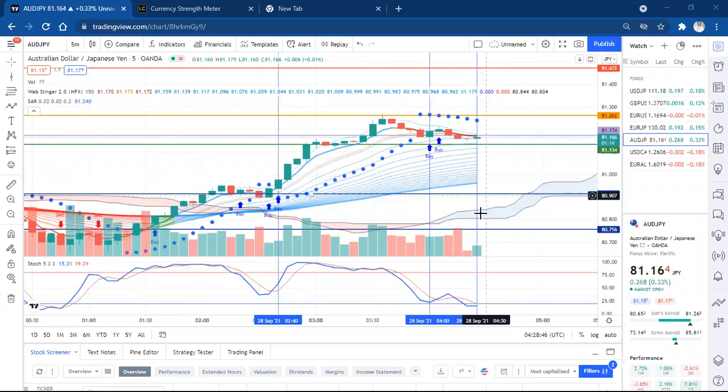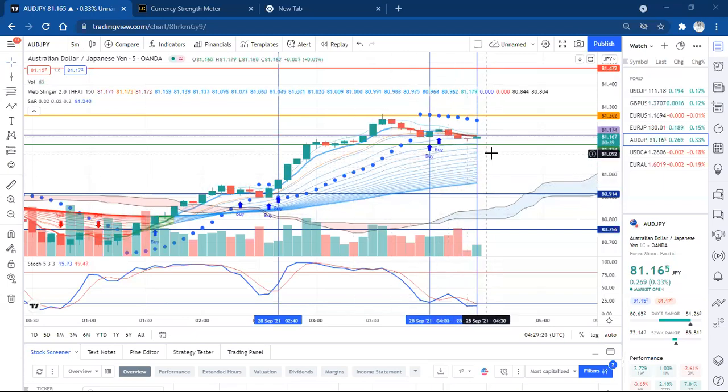The first thing is the cloud, the Ichimoku cloud. For a buy, you want it to be underneath everything because it works like your EMA line. It tells you what the trend is. The next indicator is the web strings. The web strings tell you how powerful the trend is. When there's no trend, they are clumped together, but when the trend is powerful, it's spread out, and you want to see it spread out beautifully like this.